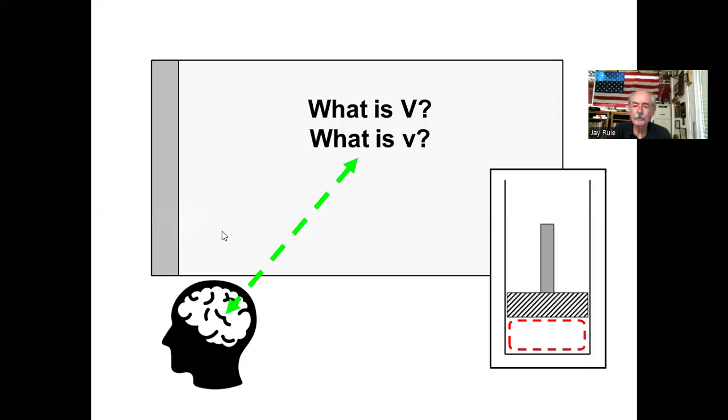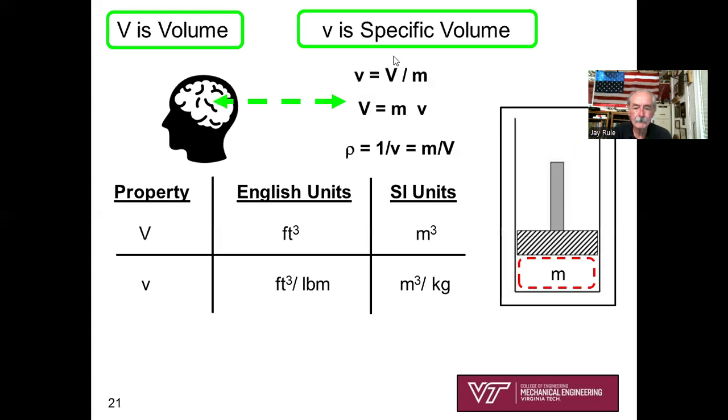Okay, we're continuing to go through and look at properties and units associated with properties. What's capital V? What's little v? You remember? Capital V is volume. Little v is specific volume. So you should have this in your head.